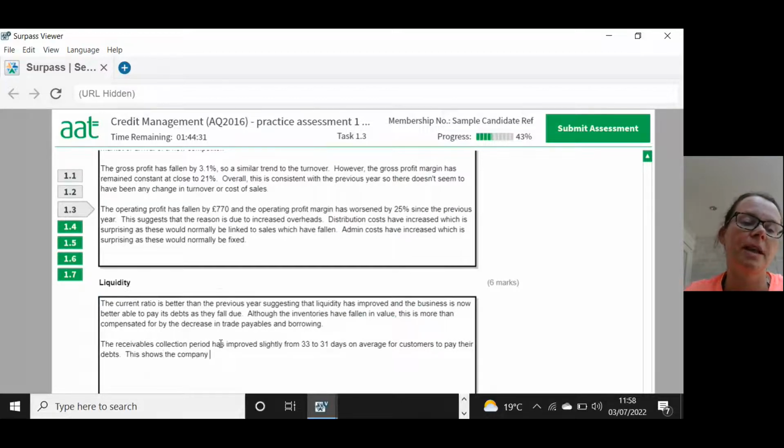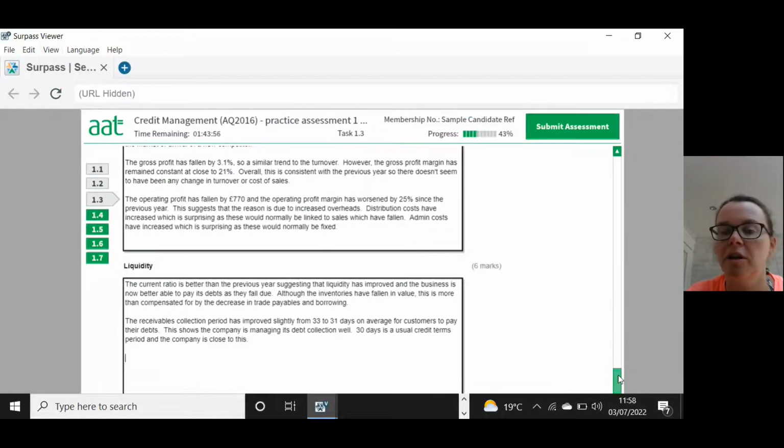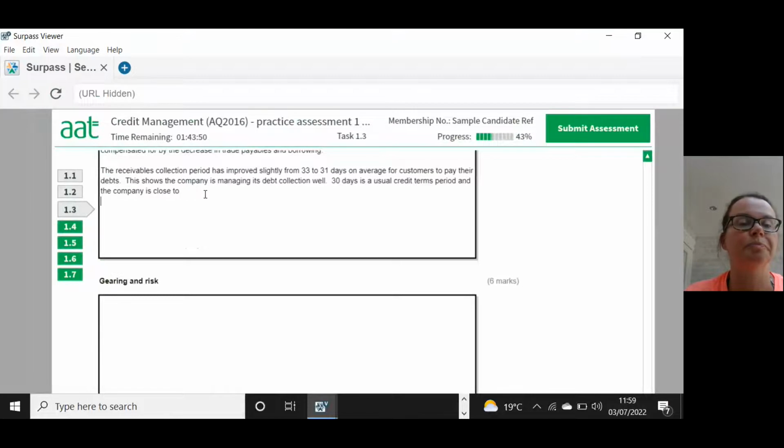This shows the company is managing its debt collection well. 30 days is a usual credit terms period, and the company is close to this. Something like that. Again, please do review their answer as well, but this is just trying to show you what you might actually write that would be realistic in an exam situation.